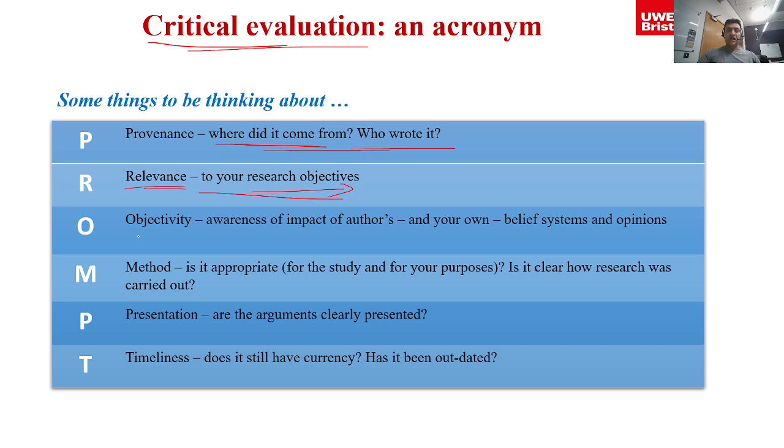That is relevance. And then, of course, objectivity: awareness of the impact of the author, and maybe biases or belief systems or opinions of those particular authors that you need to account for. Then methods which have been used by those people. And then, of course, the presentation: your argument should be very clear, and it should be in a kind of story form or an argument form, which engages the reader. And then, of course, does your topic still have currency? Is it still important? You need to make sure that the topic is not outdated.